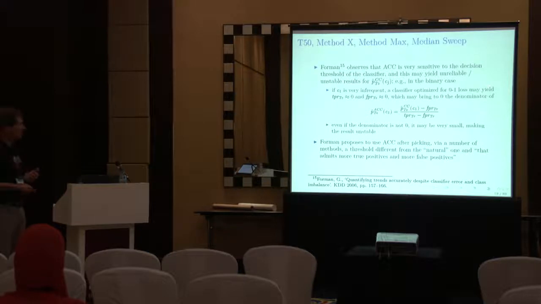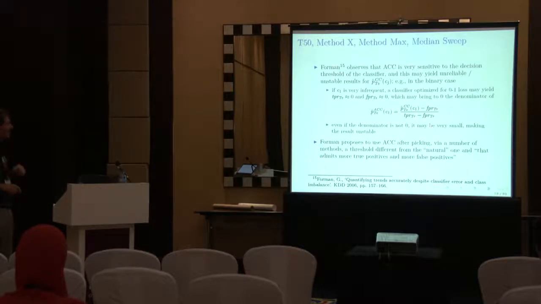So this denominator might well be 0 or close to 0. When it's 0, this is a disaster because it is undefined. When it's close to 0, it means that it's very unstable, because the probability will be very high and very subject to fluctuations. So this is a correct observation.